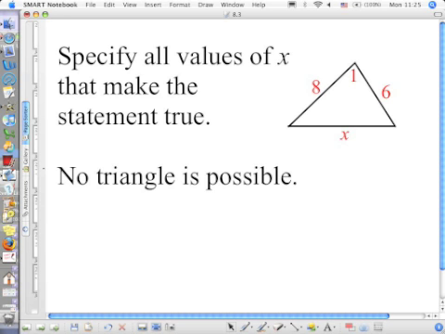Which values make it not possible? We said x had to be bigger than 2. So if it's less than 2, it's not possible. Or bigger than 14, it's not possible. But wouldn't it be less than or equal to 2? Yes, you are right. Less than or equal to 2, because if it's 2, it's still not possible. And greater than or equal to 14. Good job, Chrissy.